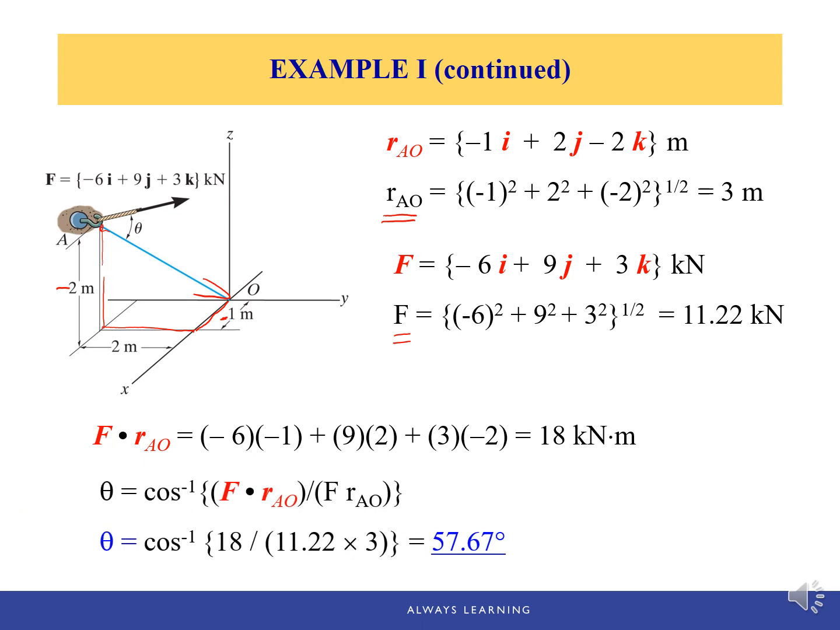And theta, the angle, is the inverse cosine of the dot product over the product of the magnitudes. And the angle is solved to be 57.67 degrees.